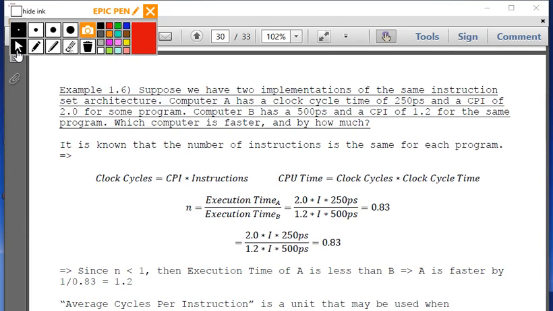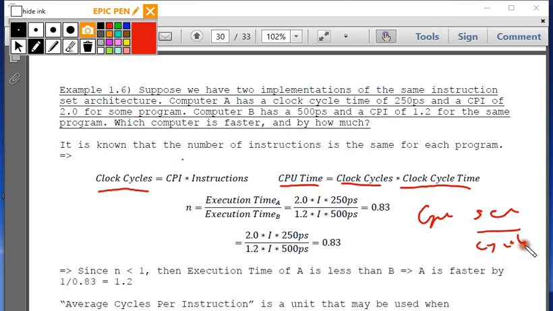Okay, so we know that clock cycles is CPI, so this is cycles per instruction times instructions. And we know that CPU time is clock cycles times clock cycle time. So we have cycles times seconds per cycle, right? So we see that those will cancel out. Instructions will cancel out really quickly. So what we can do is figure out the execution time by deriving the number of instructions. We have a CPI, we have instructions, and we have cycle time.